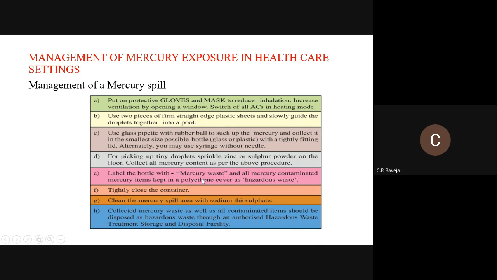Label the bottle in which you are collecting mercury waste, and all mercury-contaminated items should be kept in a polythene cover as hazardous waste. You put that bottle in a polythene cover and label it as hazardous waste. And tightly close the container, clean the mercury spill area with sodium thiosulfate, and the collected mercury waste as well as all contaminated items should be disposed of. All should be disposed of, like gloves, masks, etc.